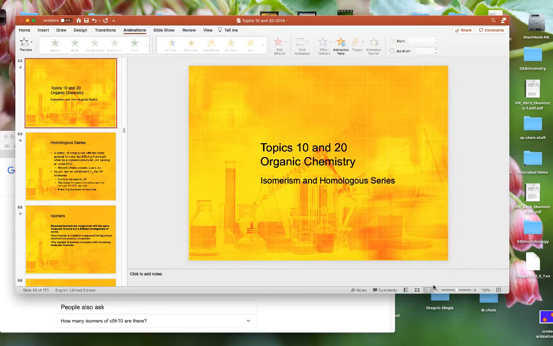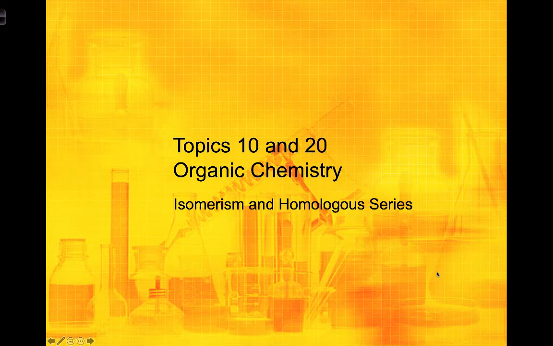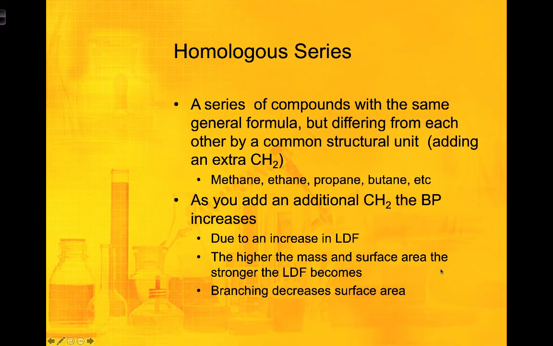Alright, so in this video we're going to go over the different types of isomers and what a homologous series is and the properties of homologous series. A homologous series is a series of compounds with the same general formula, but basically you just add a CH2 to it. So if I'm looking at methane, well then I have ethane, propane, butane, so essentially I'm adding another carbon atom to the chain.